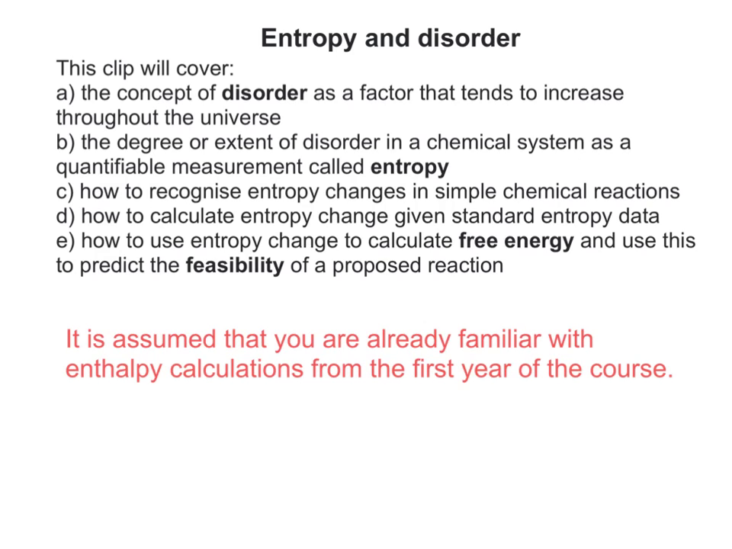Hello and welcome to this clip on entropy and disorder. We'll start by looking at disorder as a factor that tends to increase throughout systems across the universe. Then we'll look at the extent to which disorder in a chemical system can be quantified and called entropy. We'll then look at how to recognize entropy changes in some simple examples, how to calculate entropy change given the appropriate data to start with, and then finally how to use entropy change to calculate free energy and use this free energy to predict the feasibility of a proposed reaction.